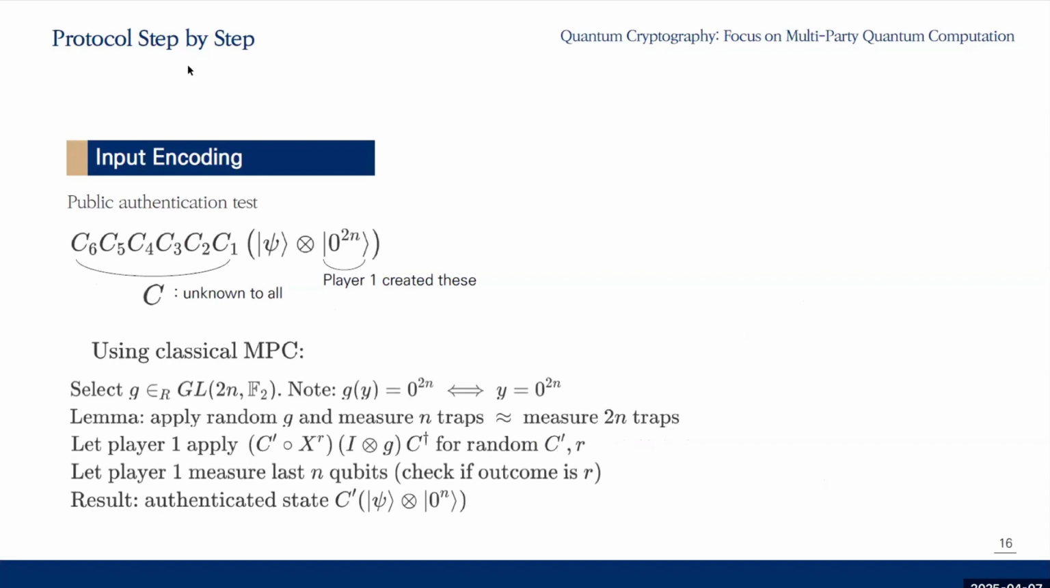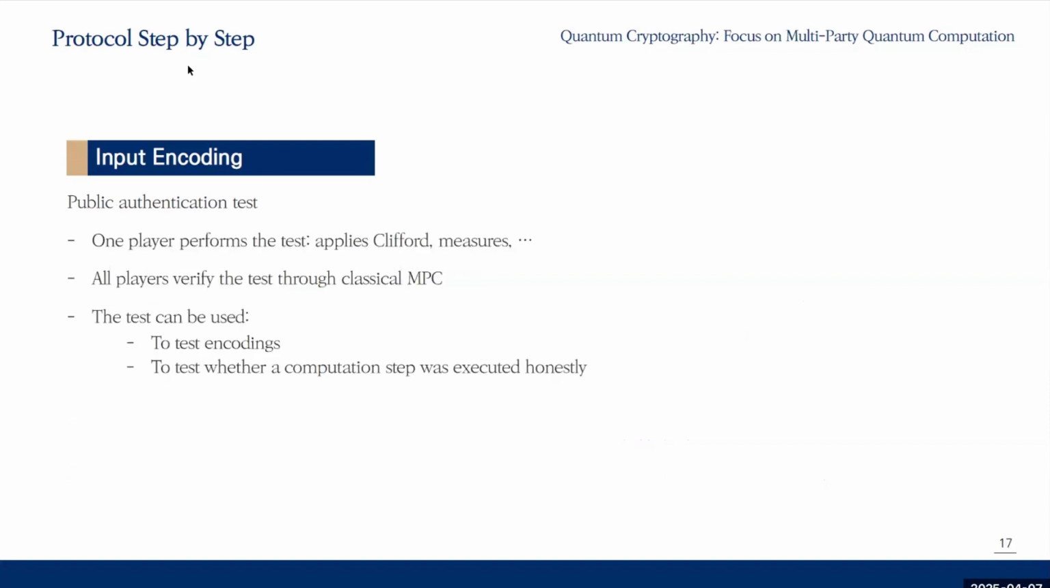To ensure the correctness of the input encoding, we use the public authentication test. Here, player one prepares the initial state, applying a random Clifford operation unknown to all players. The classical MPC selects a random linear transformation G and random Clifford C, and instructs player one accordingly, and player one applies the operations and measures the traps. If the results match expectations, the encoding is authenticated successfully.